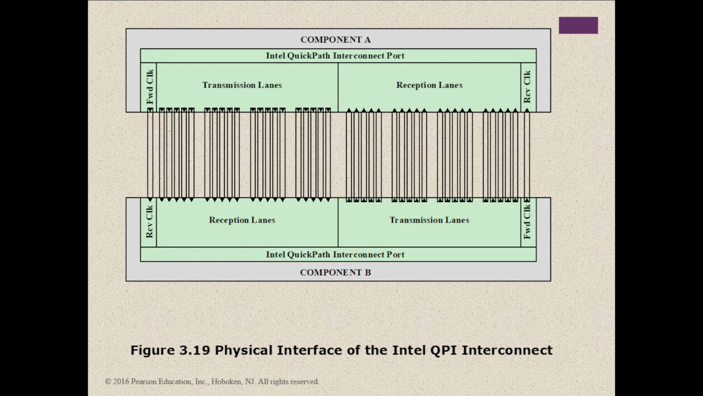The lanes in each direction are grouped into four quadrants of 5 lanes each. So 1, 2, 3, 4, 5. In some applications, the link can also operate at half or quarter widths in order to reduce power consumption or work around failures. The form of transmission on each lane is known as differential signaling or balanced transmission.